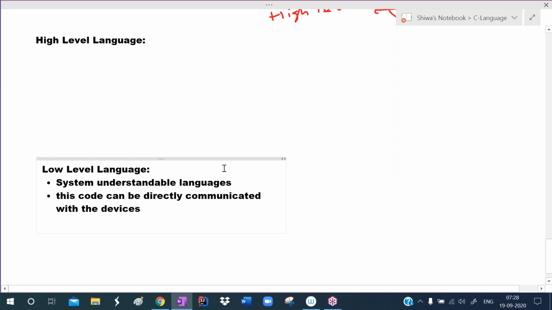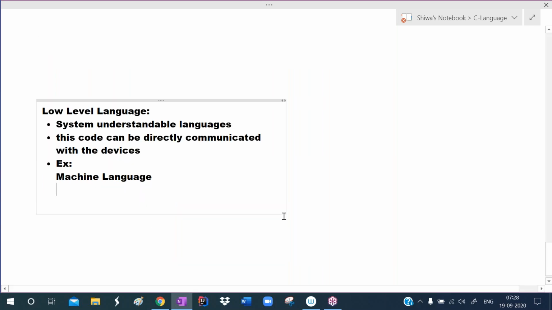So system friendly languages are called low level languages. What are the examples for low level languages? Machine language is an example of a low level language. Assembly language is an example of a low level language. Nowadays we are not using these languages like machine language and assembly language, very rarely we use them.